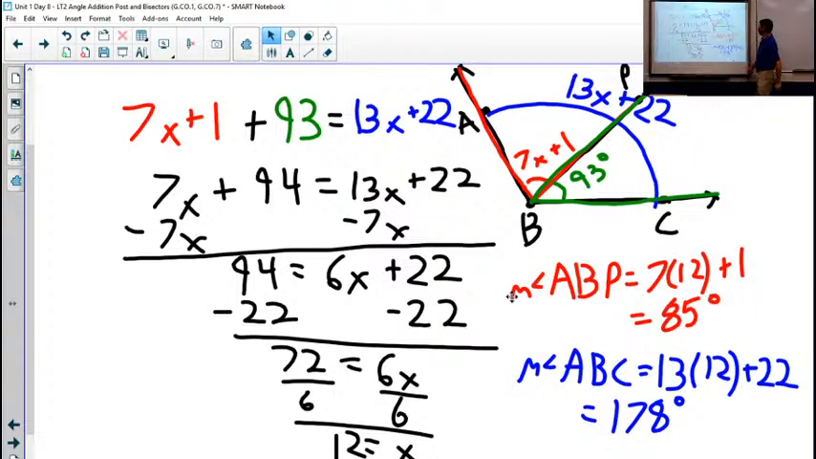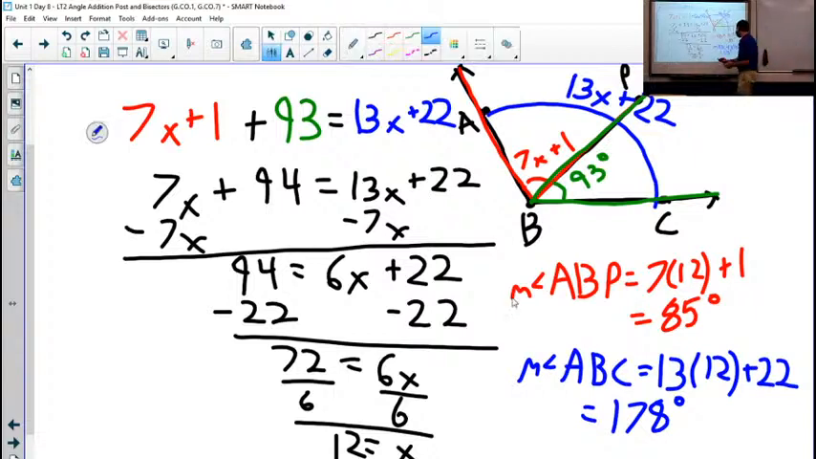And then a shocking twist, if I take 85 and add the 93, the pieces, I add them together, oh, I'd get 178. I'd get the whole thing. So those pieces added together gives us the entire thing. Plug back in. The angle it asked us for was ABC, so this would be our final answer, 178 degrees.